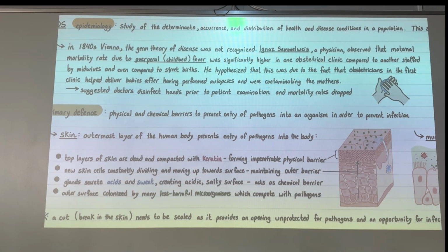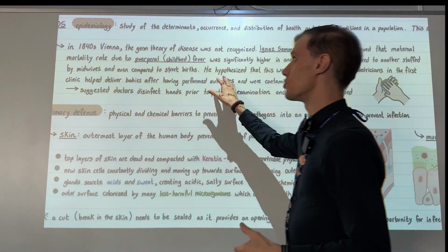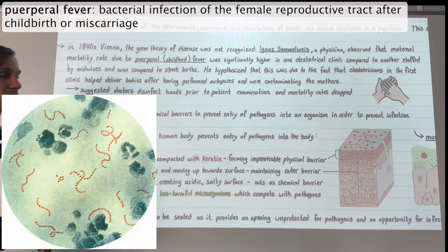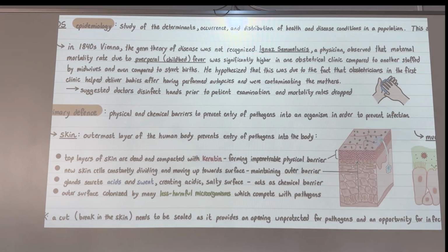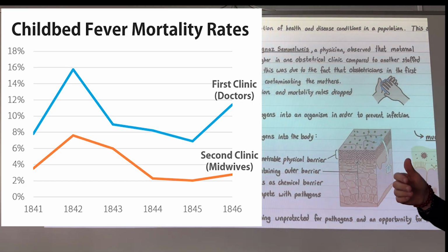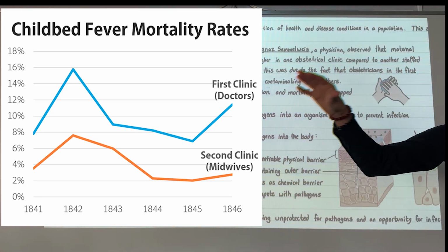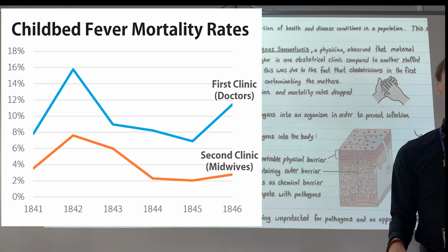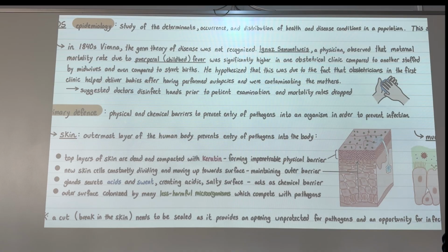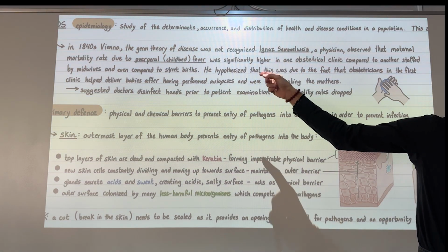mortality rate in women after they had given birth due to this fever, or the colloquial name would be childbed fever. And what he noticed was that it's not just that these women were dying of this fever, it's that the hospitals had higher mortality rates than if women were giving birth, let's say, at home with midwives, or even on the street. Street births had a lower mortality due to this than hospitals did.